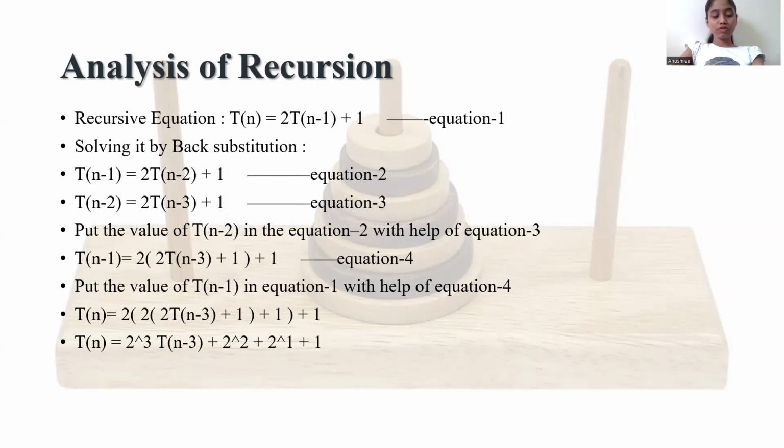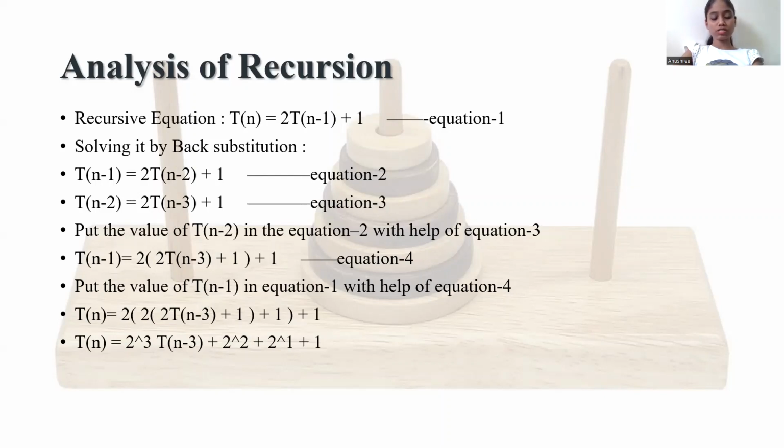Solving it by back substitution, substituting n = n-1, we have T(n-1) = 2T(n-2) + 1. Then substituting n = n-2, T(n-2) = 2T(n-3) + 1. Put the value of T(n-2) in equation 2 with the help of equation 3. Then T(n-1) = 2(2T(n-3) + 1) + 1. And then put the value of T(n-1) in equation 1 with the help of equation 4. We have T(n) = 2(2(2T(n-3) + 1) + 1) + 1.